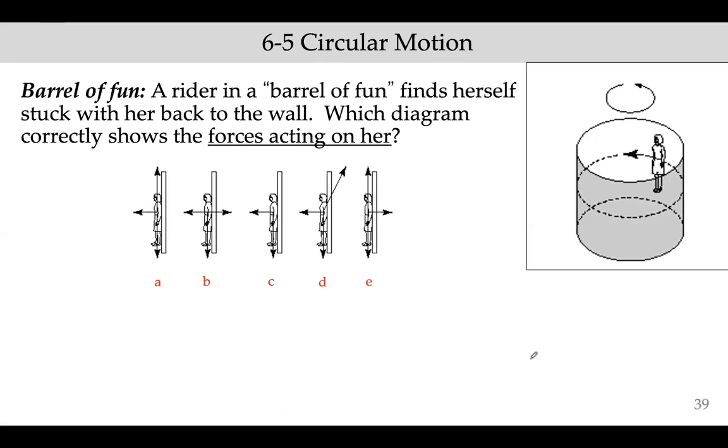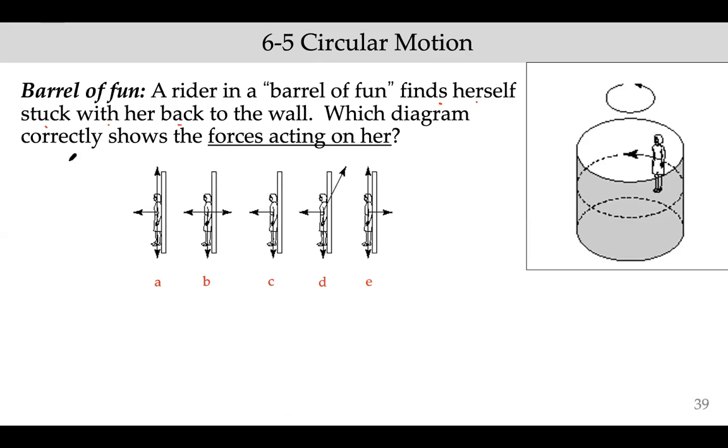Okay. Now, this one is interesting and tricky. So here's a question. A rider in a barrel of fun, and this is called barrel of fun, there's a woman inside and it turns with some speed. Okay, this barrel is rotating with some speed. So that rider finds herself stuck with her back on the wall. So this person is stuck on the wall. She doesn't slide down, she doesn't fall down as this thing rotates with a certain speed.